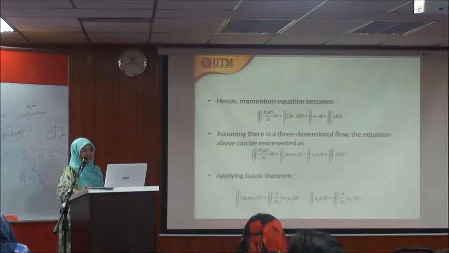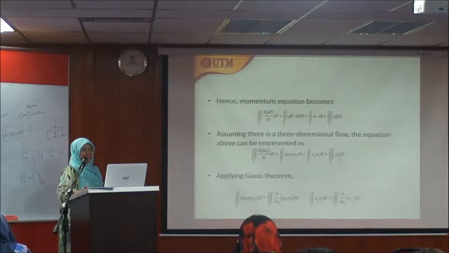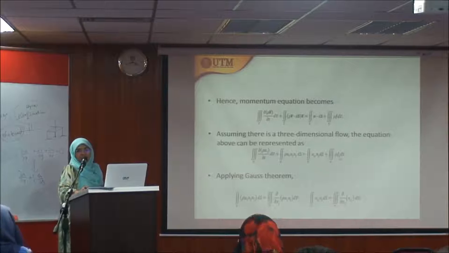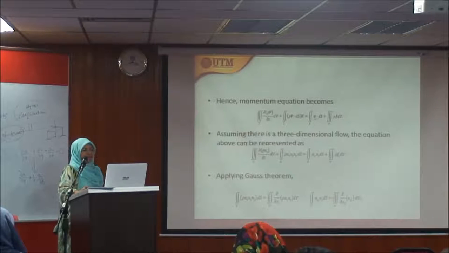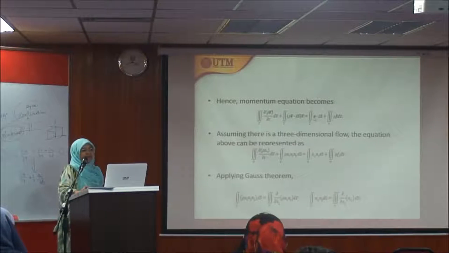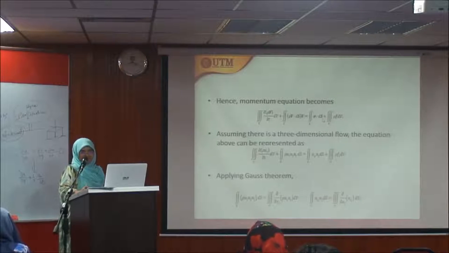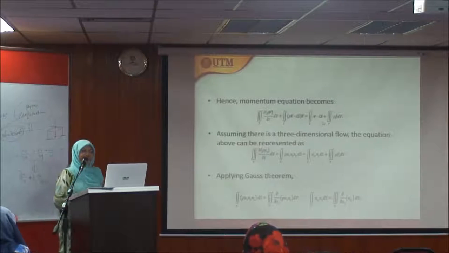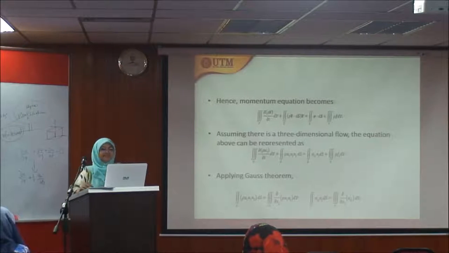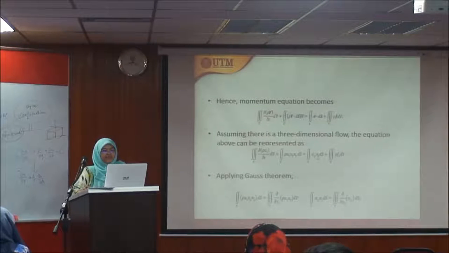I told you earlier, this is rho. The F vector is changed to Fi. That's all. Okay? And sigma dot ds, this is a surface integral. We learn in vector calculus, it is dot n ds, where n is the normal vector. So that's why we have the nj ds.